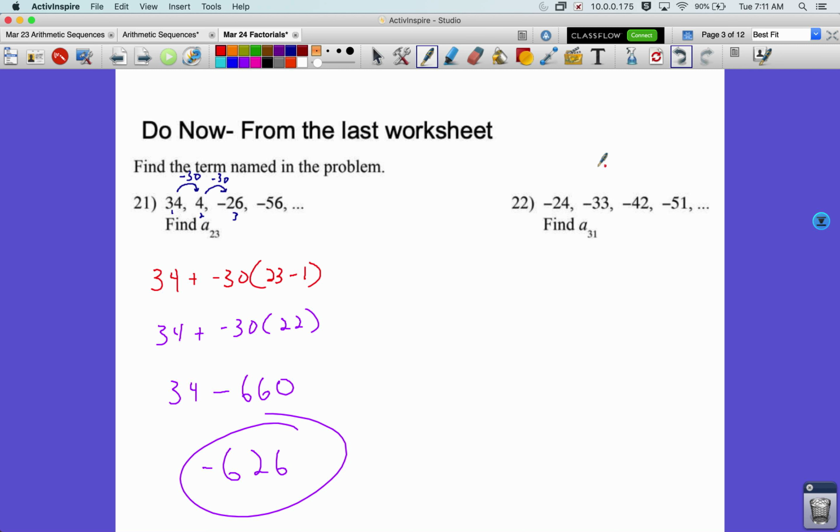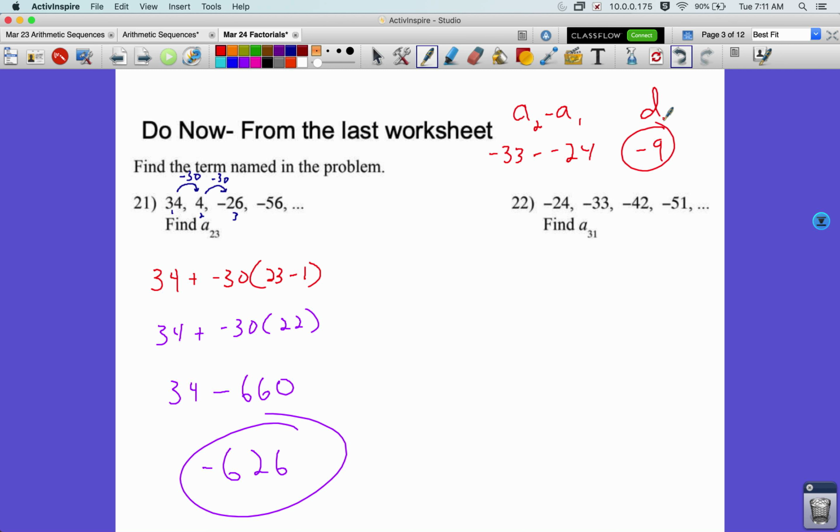All right, let's look at this one. First, we've got to find that common difference. With the negatives, maybe it's a little bit harder to figure out what the common difference is. So just do a sub 2 minus a sub 1. So I'll do negative 33 minus a negative 24. Just going to plug that exactly like that into my calculator, and I find that my common difference is a negative 9. And now I look back at the sequence. Yes, that makes sense. It looks like we're going down 9 each time.